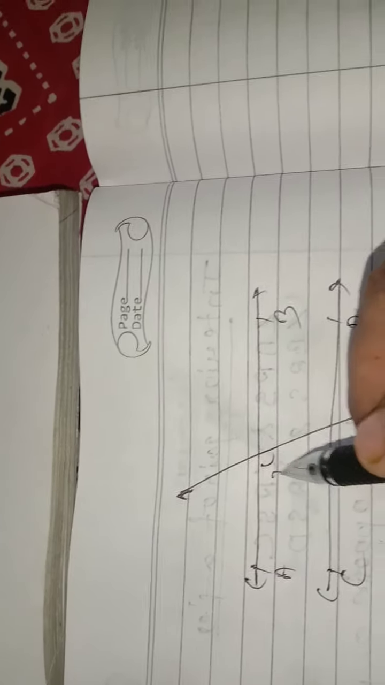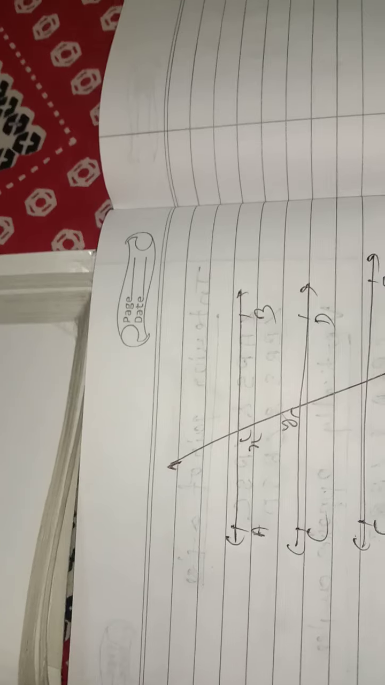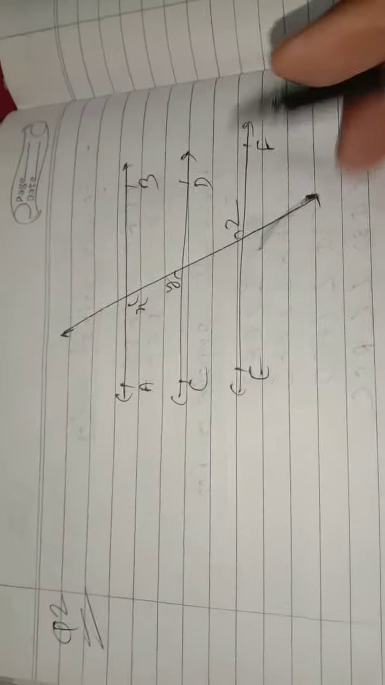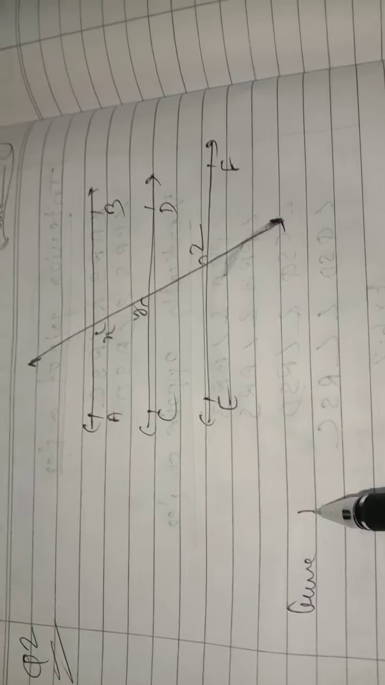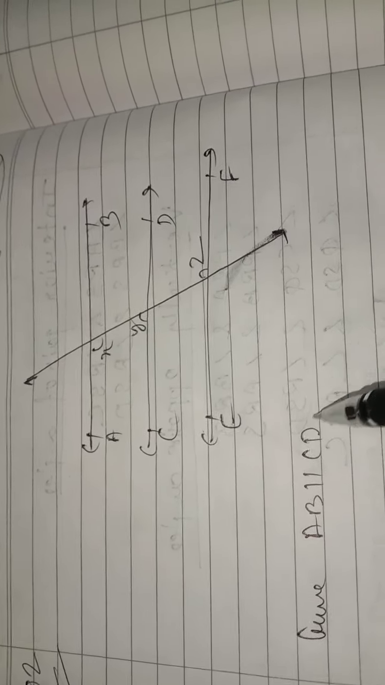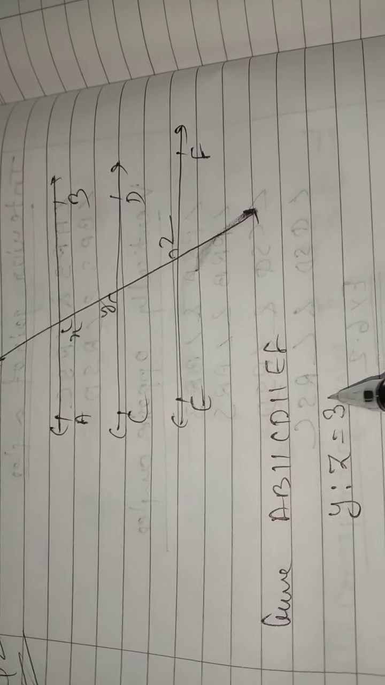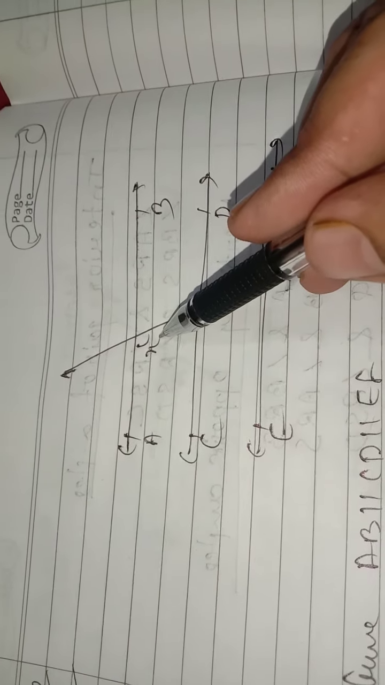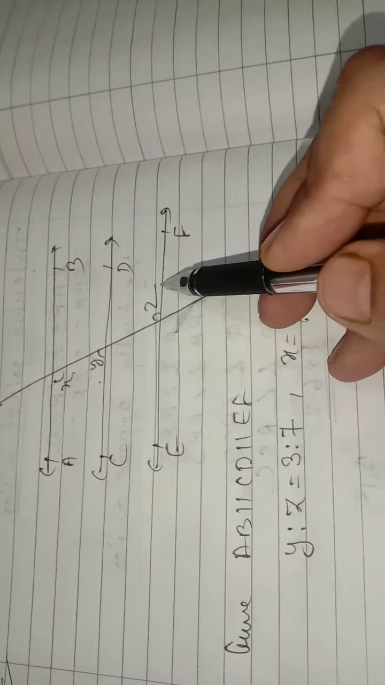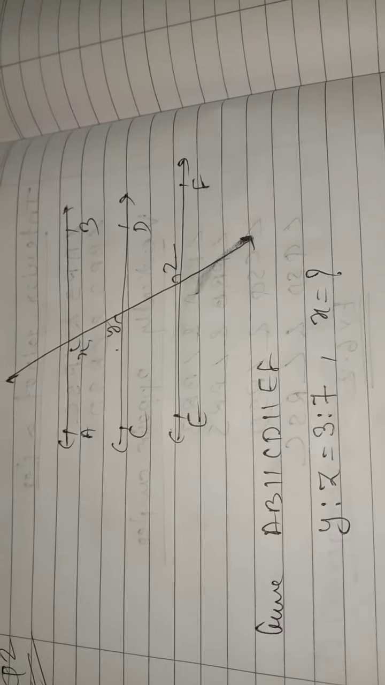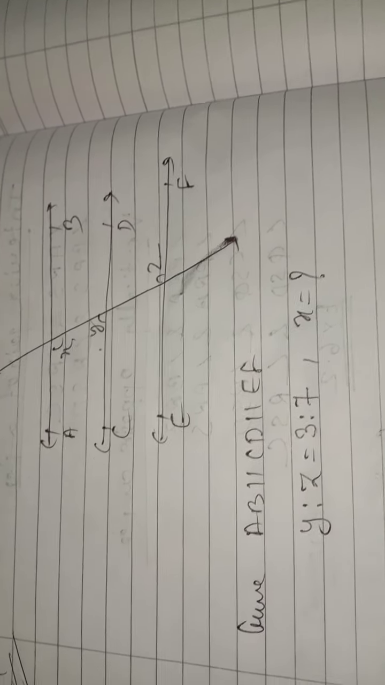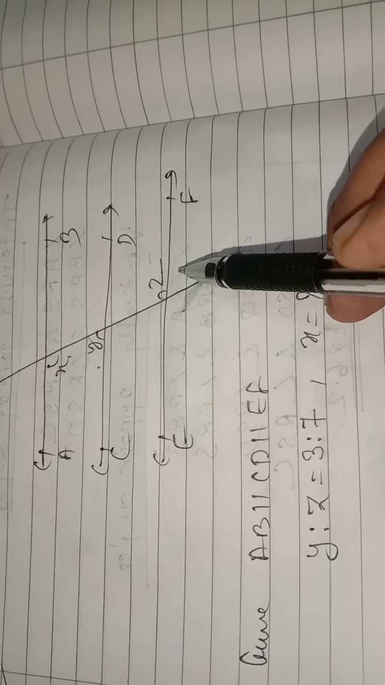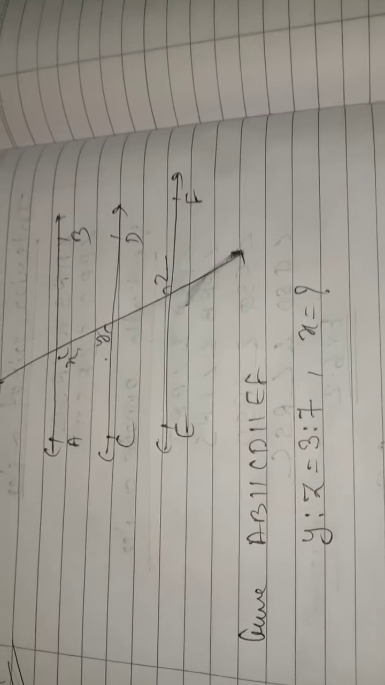Now what is given? See, x is given, y is given, and here z is given. Now this time we are given that AB is parallel to CD parallel to EF and y ratio z is equal to 3:7. What is to find? We have to find the value of x. Now the ratio of y and z is given here. So if the ratio of y and z is given, how to find x? That is the question.